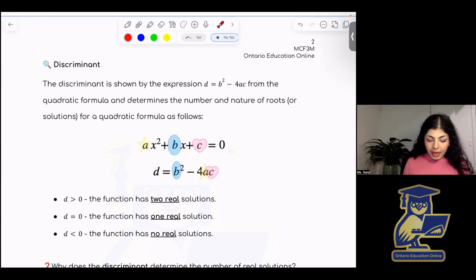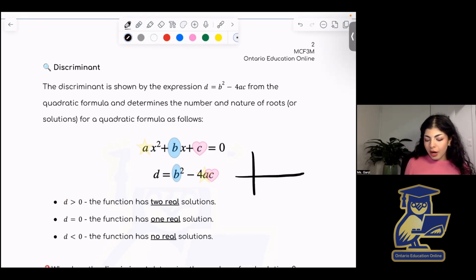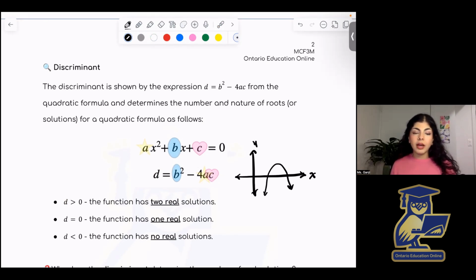If you find d to be greater than 0, you can conclude that your function has two real solutions. Relative to the x-axis, you will have, for example, a parabola opening one way or the opposite way, as it can have a different direction of opening. It can be reflected in the x-axis, and both of those will have two real solutions because they will pass through the x-axis twice. When d is equal to 0, you only have one solution.